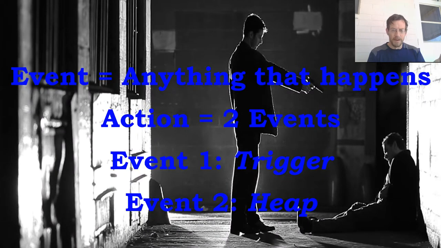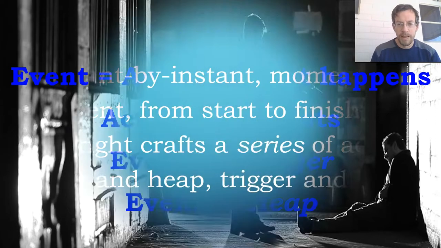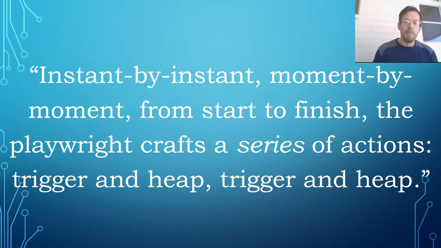In other words, an event is anything that happens. An action is two connected events. Event 1 is called the trigger, then I fire the gun at you. Event 2 is called the heap. You fall over in the heap, right? So this guy shoots this guy and he falls over, right? Two events, trigger and heap. Instant by instant, moment by moment, from start to finish, the playwright crafts a series of actions. Trigger and heap, trigger and heap.